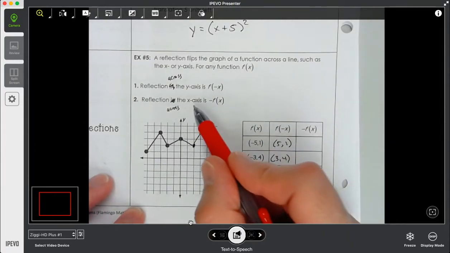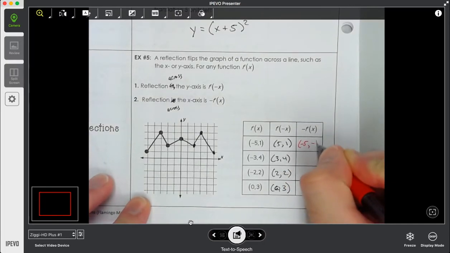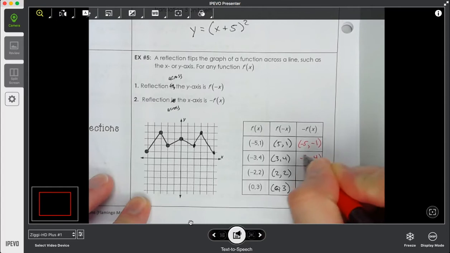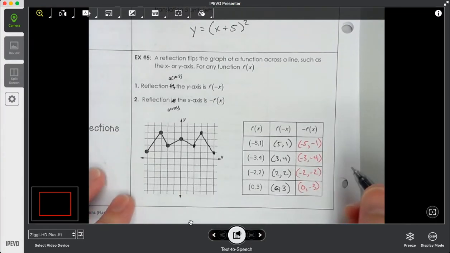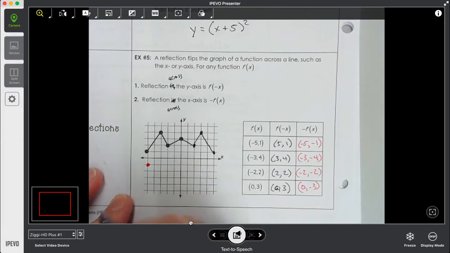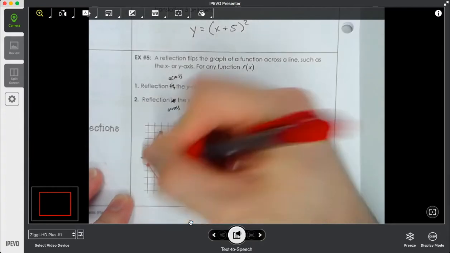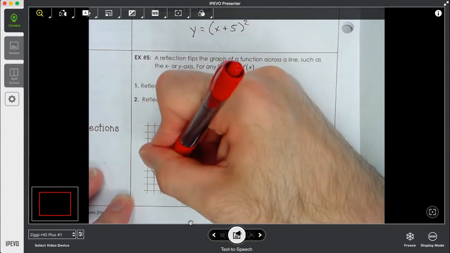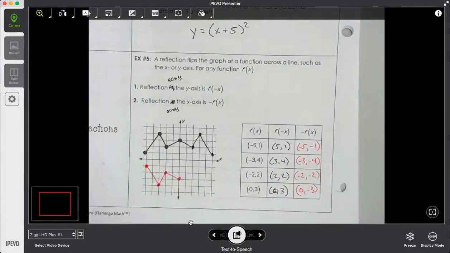And I'm going to do the other one in the other color again. So when we reflect across the x-axis, that's when we're changing the output or the y value. So our input value stays the same. Negative 5 will give us negative 1. Negative 3 will give us negative 4. Negative 2 will give us negative 2. And 0 will give us negative 3. So negative 5, negative 1. 0, negative 3 was in there. We have negative 2, negative 2. And we have negative 3, negative 4. And so if I graph this set of points, notice how this has been reflected across the x-axis from our original in the printed ink.